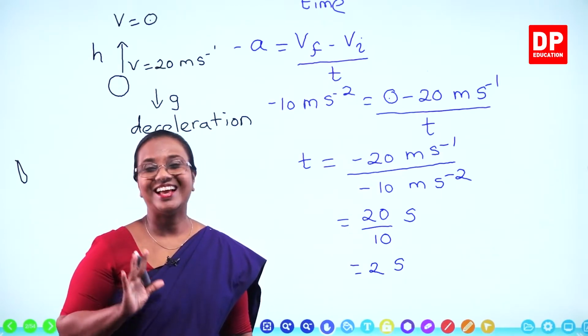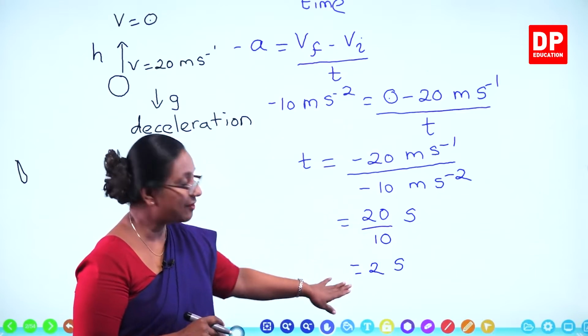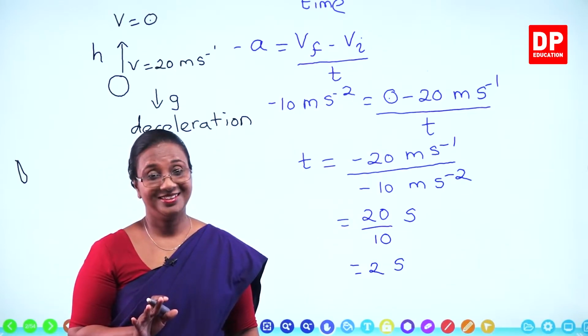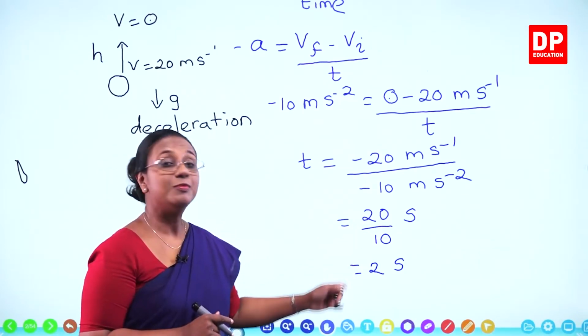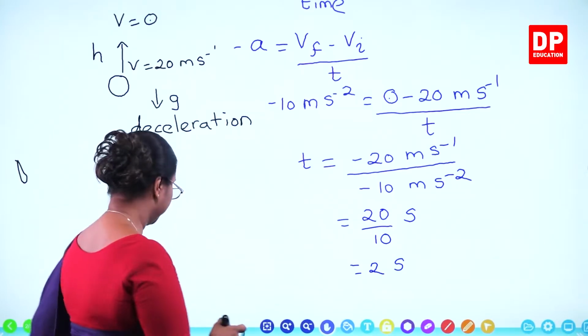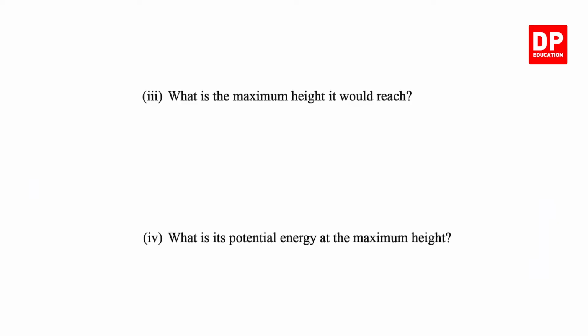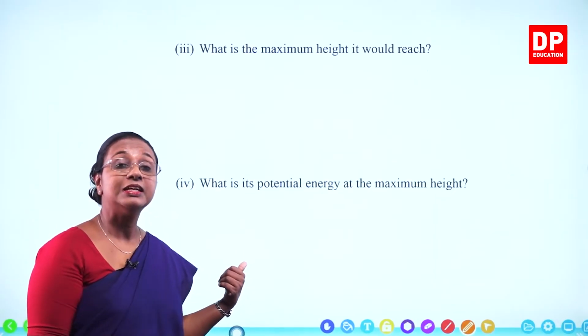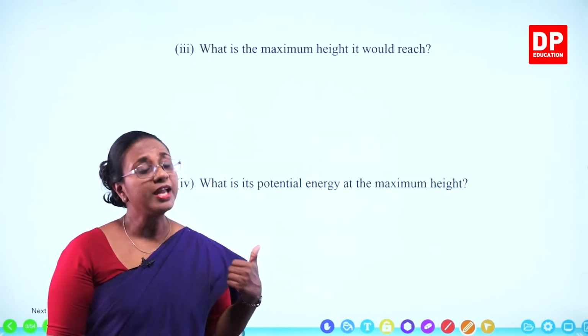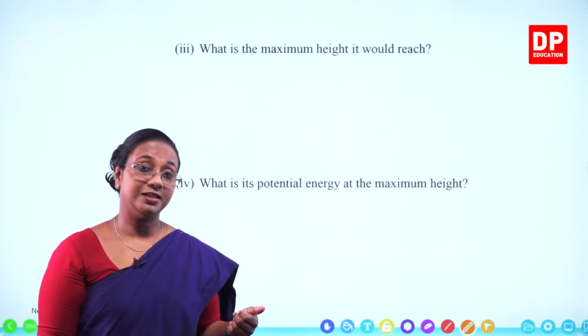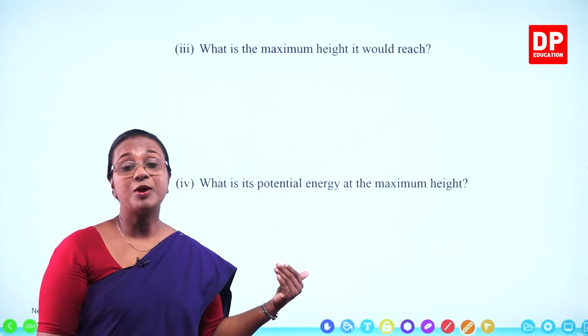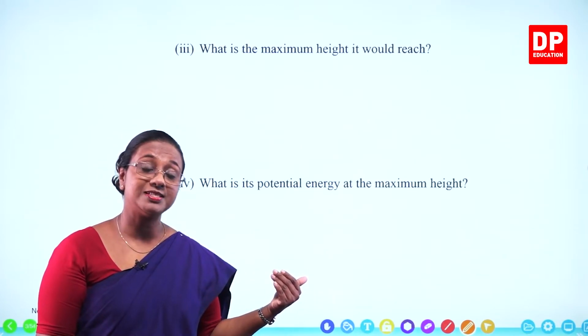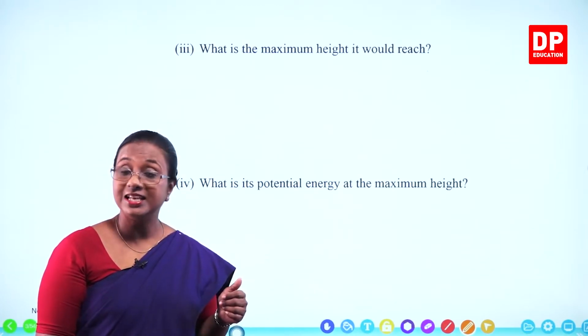I am sure you all can remember that and you would have done this calculation correctly. So then, we'll move on to the next question. Third one, what is the maximum height it would reach? So we already calculated the time taken. How can you relate it to the maximum height? This is also again from one of your previous lessons, motion in a straight line.